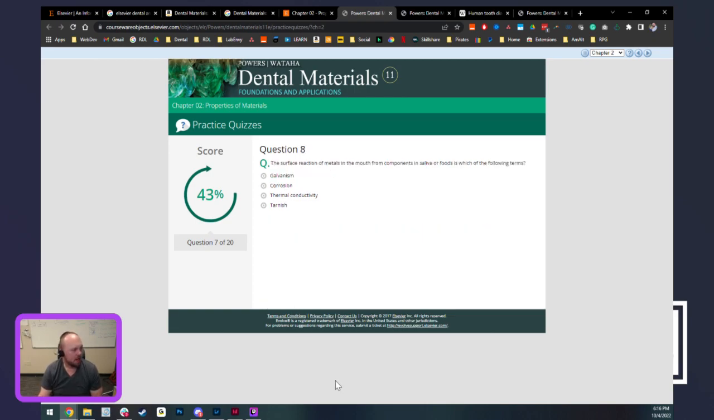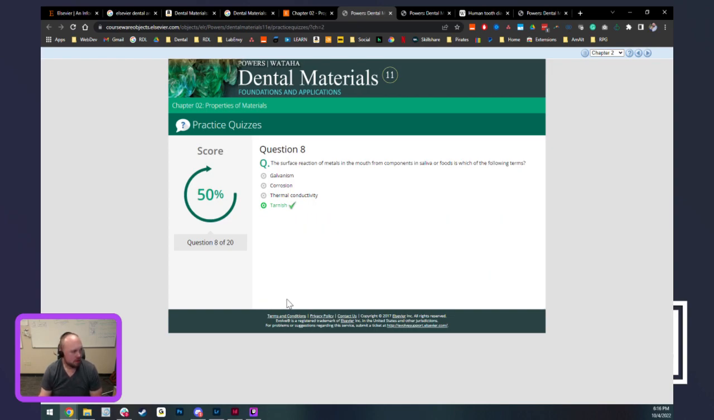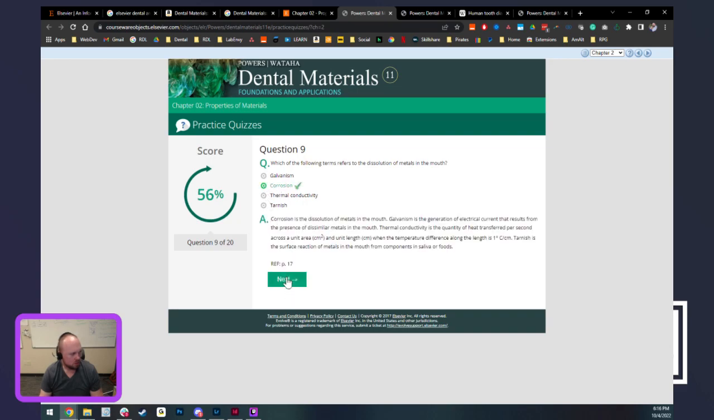The surface reaction of metals in the mouth from components in saliva or foods is which of the following terms? The surface reactions, so tarnish. Tarnish is the surface reaction, yeah. Which of the following terms refers to the dissolution of metals in the mouth? Corrosion. Dissolution of metals in the mouth. Corrosion.